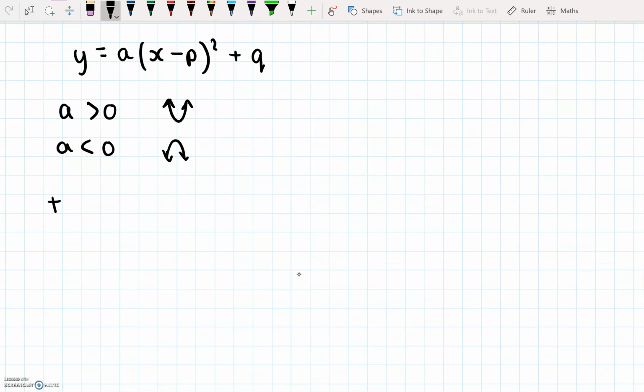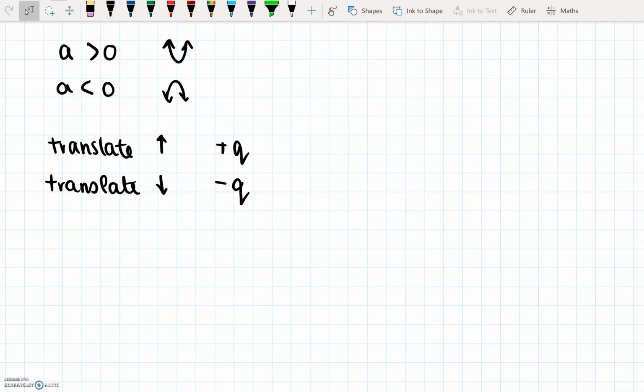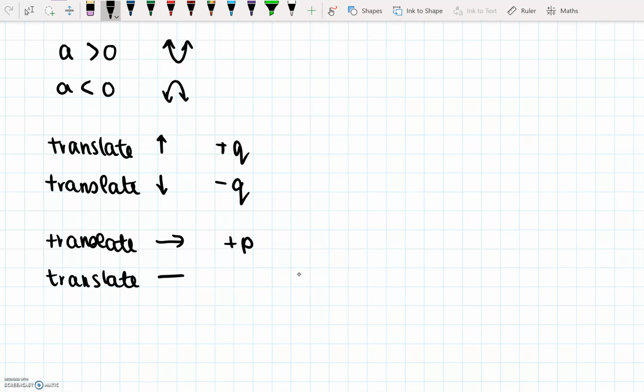If we want to translate up, then we add q. If we want to translate down, then we minus q. If we want to translate to the right, then we add p. And if we want to translate to the left, then we minus p.